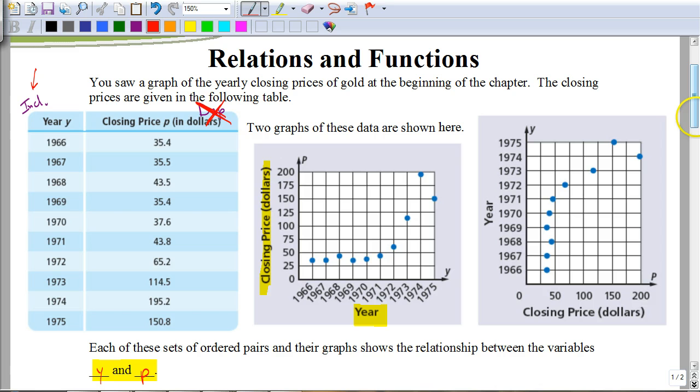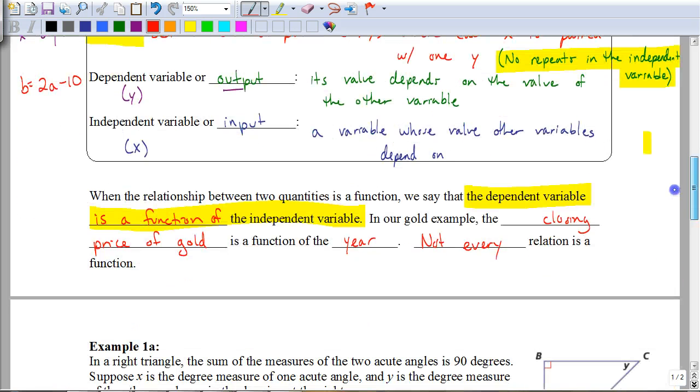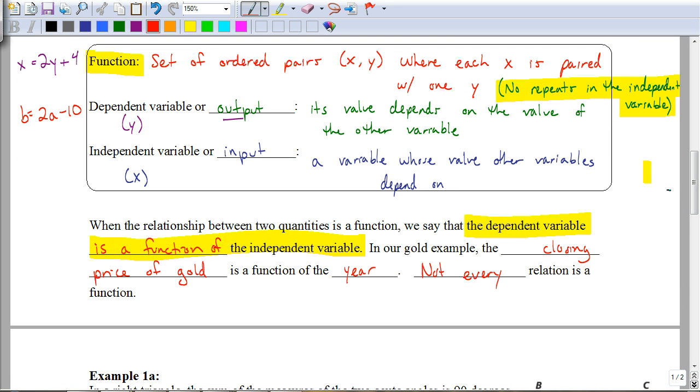Now here's why that's important, because if it is a function, we need to write out that it is a function, and there's a certain way that we do that. If you notice, I already highlighted this. This is a really important piece, especially what I've highlighted there, where it says the dependent variable is going to be a function of the independent variable. That's always how we phrase it.